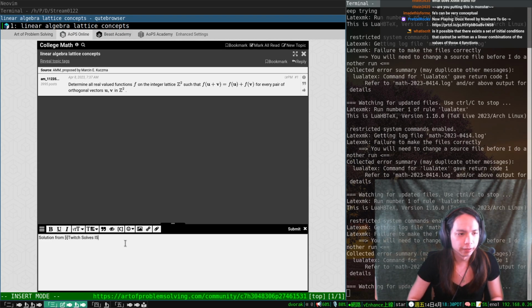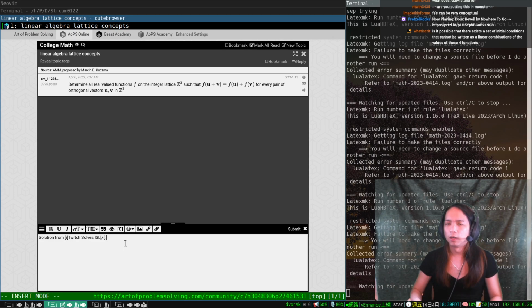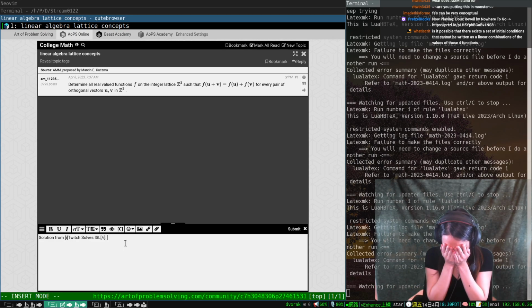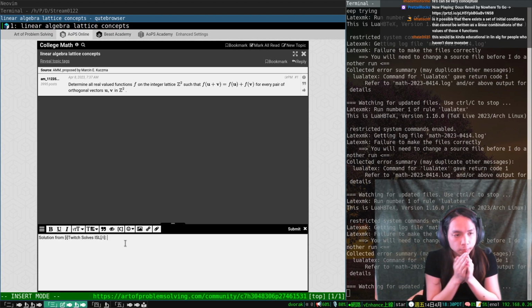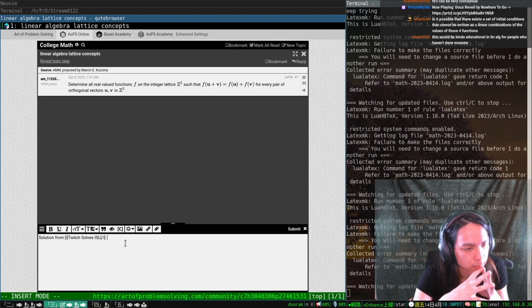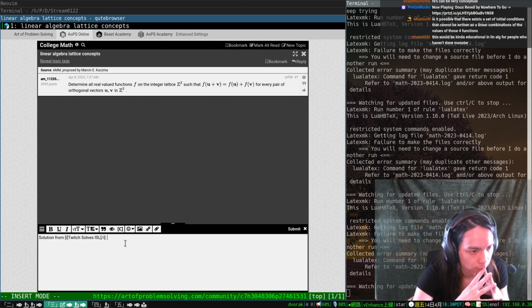Is it possible there exists a set of initial conditions that cannot be written as a linear combination? That's true. Yeah, you could also throw this in the note. I'll probably look at the units and make up my mind later.